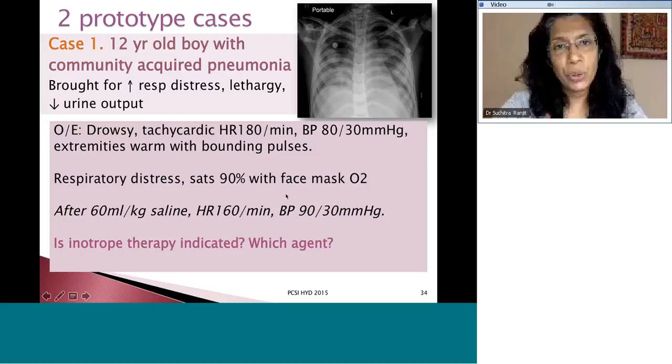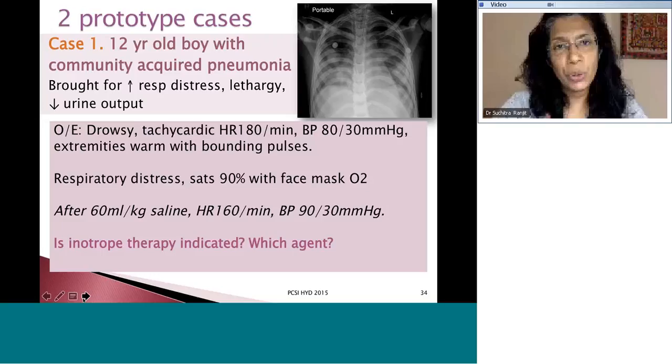Distressed. He's placed on face mask oxygen. This is actually 40 ml per kg saline. The fluid infusion rates are much lower these days. Septic shock. So his heart rate and blood pressure are marginally better. So is inotrope therapy indicated? Which agent will you give for this patient? So inotrope, yeah, okay.